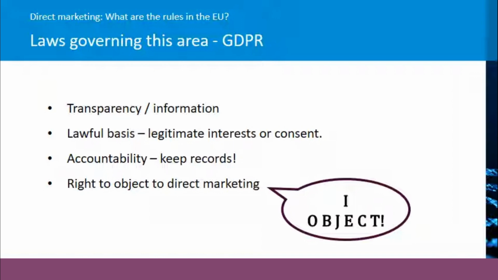Now, you may remember from earlier modules that the GDPR requires data controllers to provide data subjects or individuals with certain information about the ways in which they intend to use their personal data. So in the context of direct marketing, you'll need to ensure that your privacy policy or your privacy notice describes how you intend to use personal data for direct marketing purposes. And of course, there will be an obligation to provide this information, ideally at the point at which you are collecting personal data.